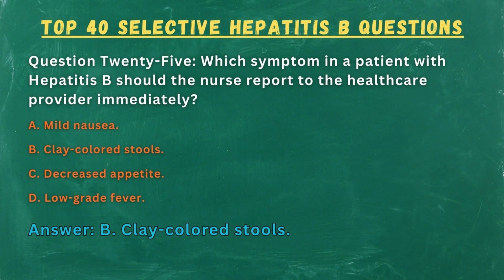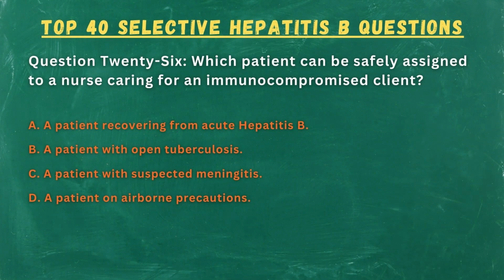Answer: B. Clay-colored stools. Question 26. Which patient can be safely assigned to a nurse caring for an immunocompromised client? A. A patient recovering from acute hepatitis B. B. A patient with open tuberculosis. C. A patient with suspected meningitis. D. A patient on airborne precautions.